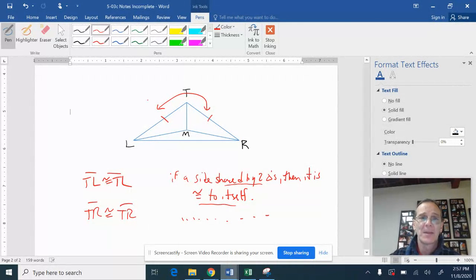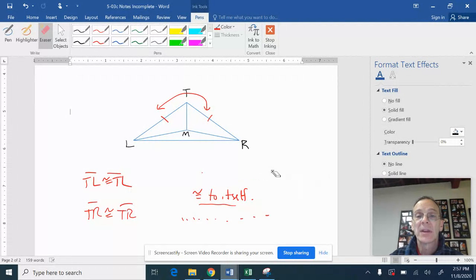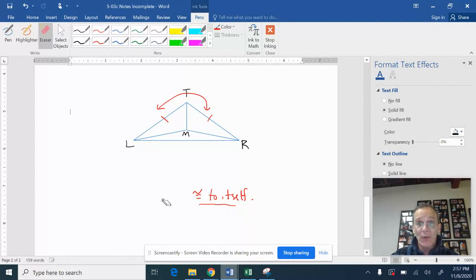One last word about this reason. You don't even really need a segment or a side to be shared by two triangles in order for it to be congruent to itself. The fact is, anything is congruent to itself. Anything that can be measured is congruent to itself. How could it not be?